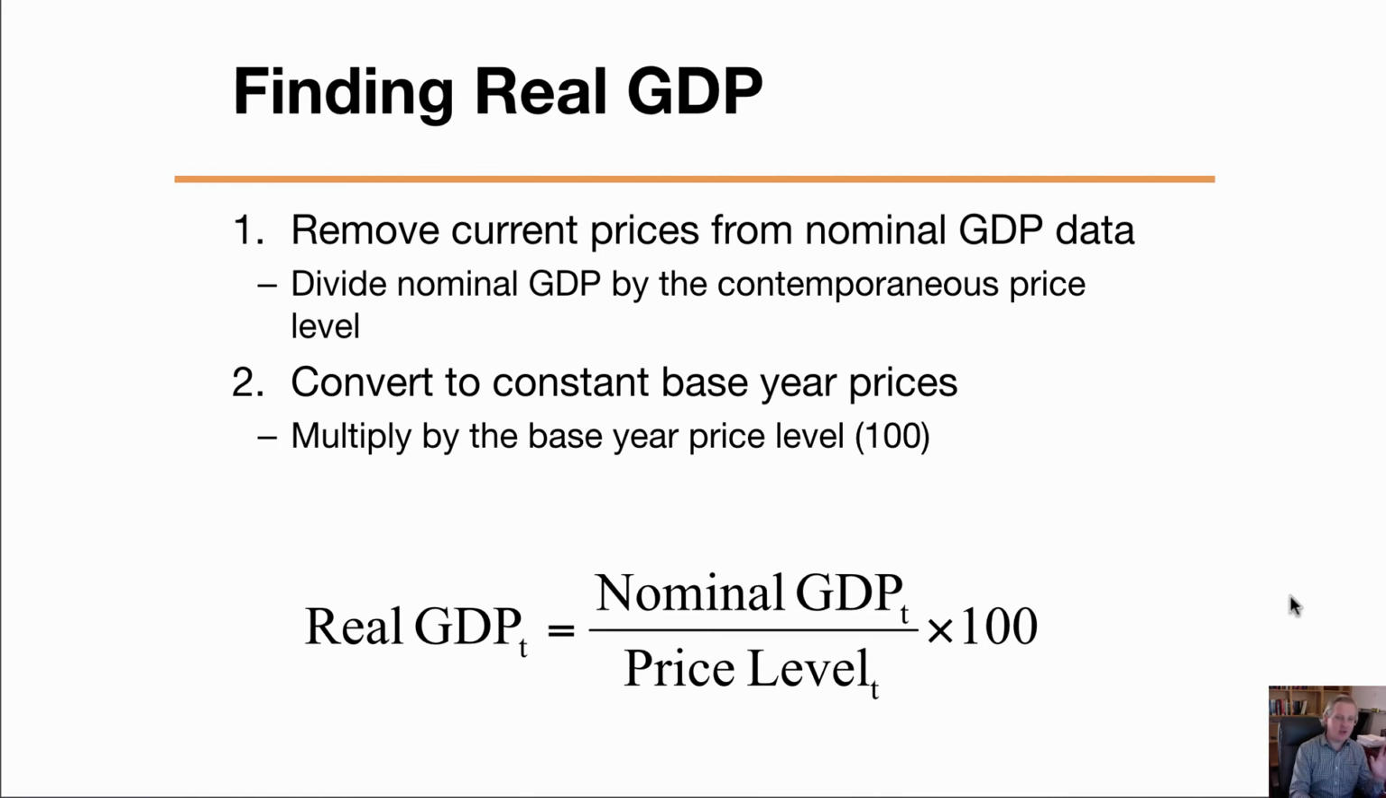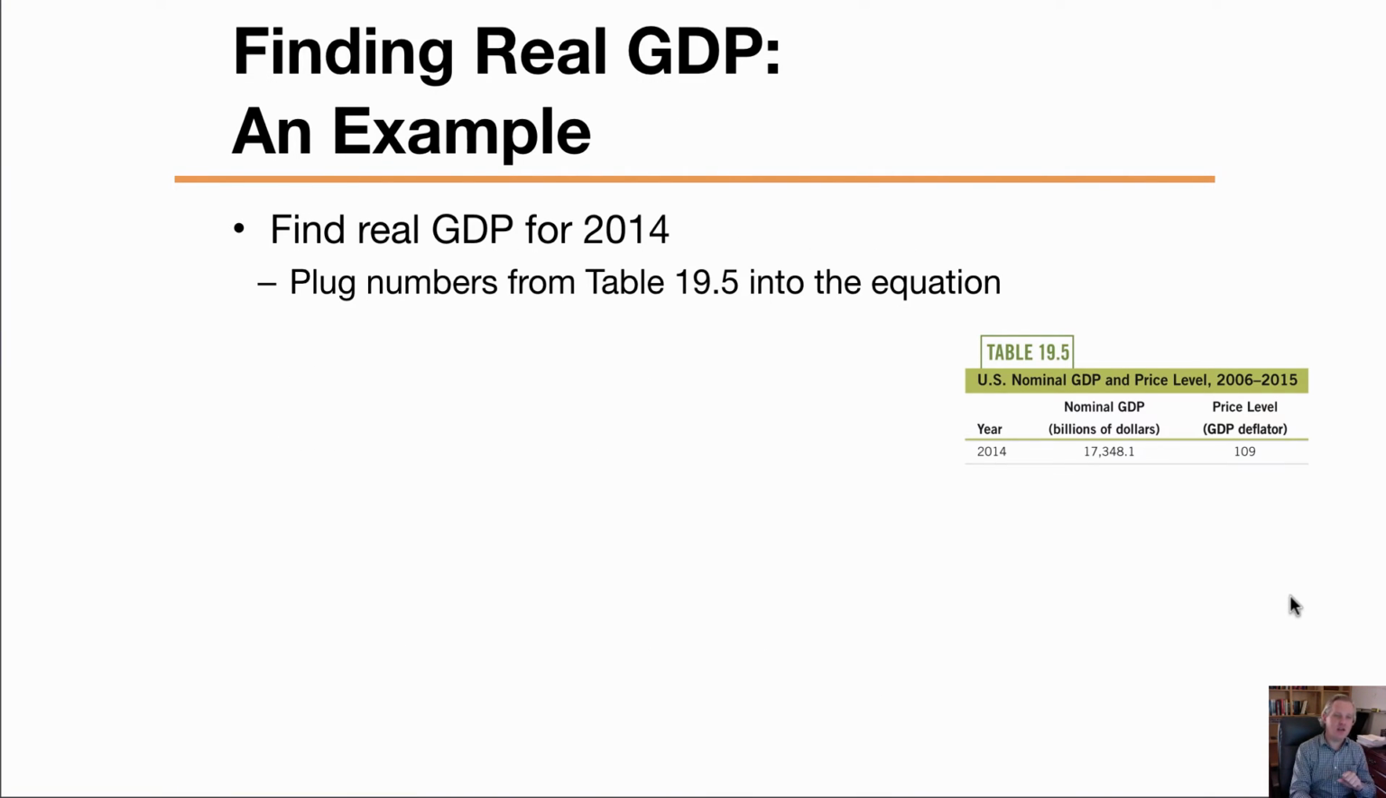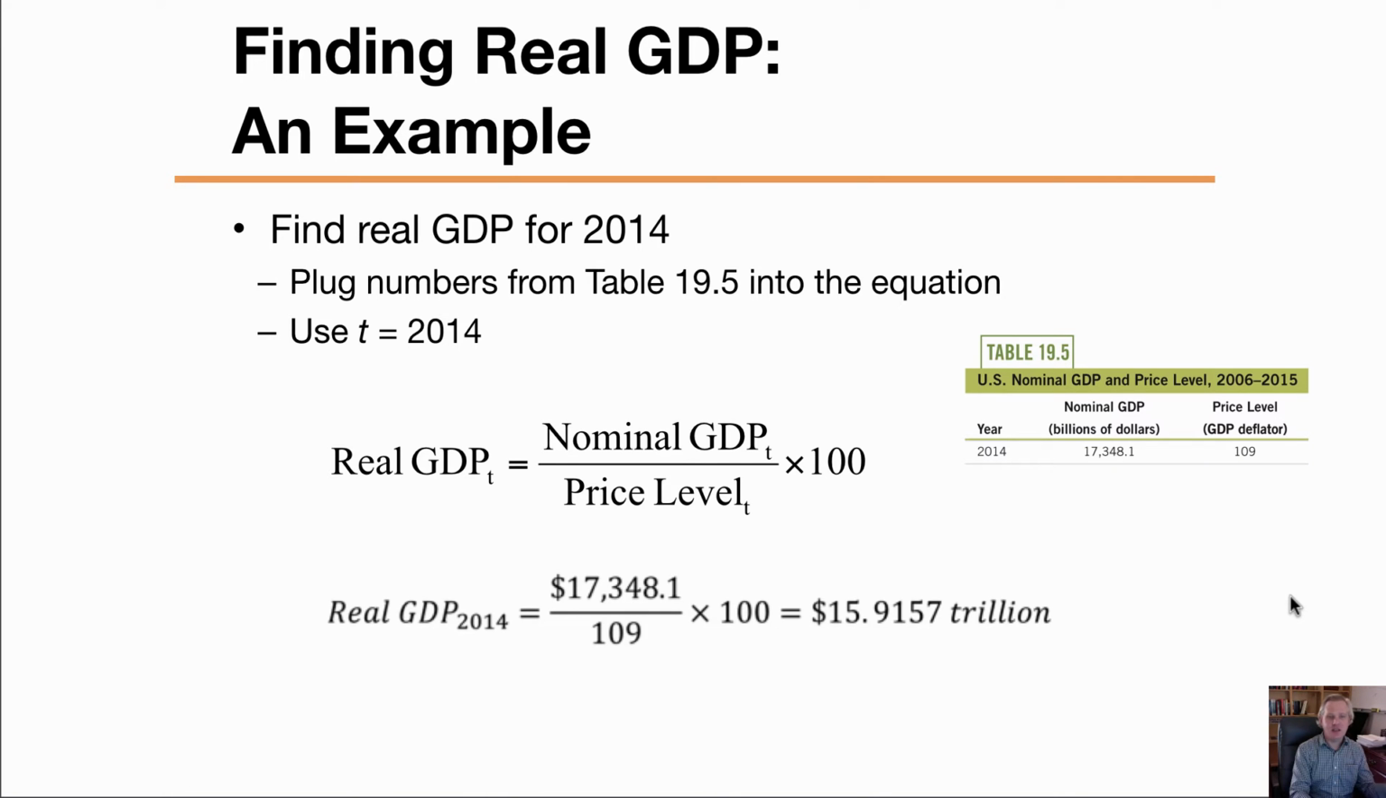So that's your base year. Whatever gets the 100 for the GDP deflator is your base year. So again, this calculation, nominal GDP in 2014 divided by the 2014 GDP deflator times 100 gives you 15.9157 trillion, and that is real GDP in 2009 prices.